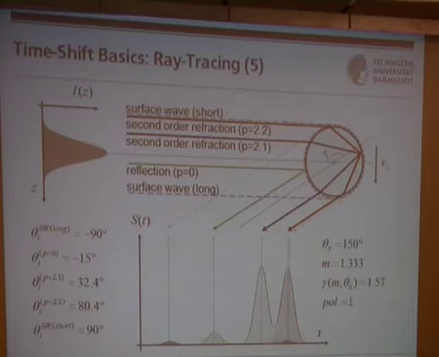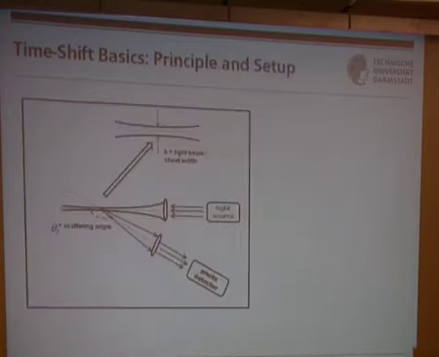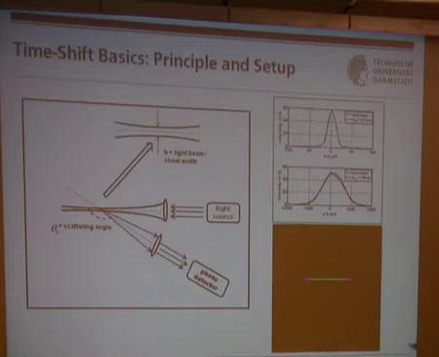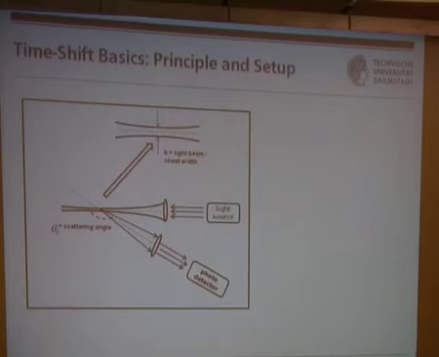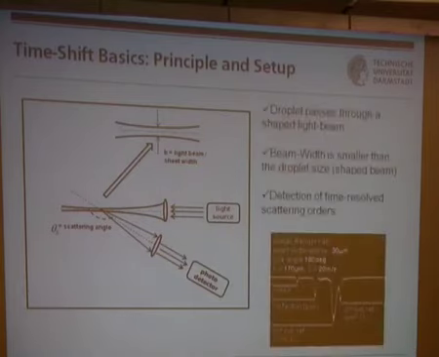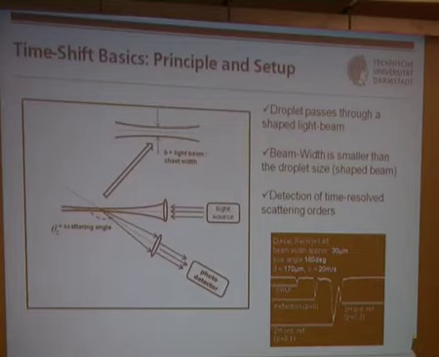Good. Okay. Let's look now at the basic principle and experimental setup of the time shift technique. At least one light source and one photo detector are required. The light is focused by a simple cylindrical lens to a light sheet with typical parameters, and the scattered light will be detected by a photo detector. The optical system before the detector and the light sheet define the measurement volume in this system, which is typically 1 cubic millimeter, but you can change it.